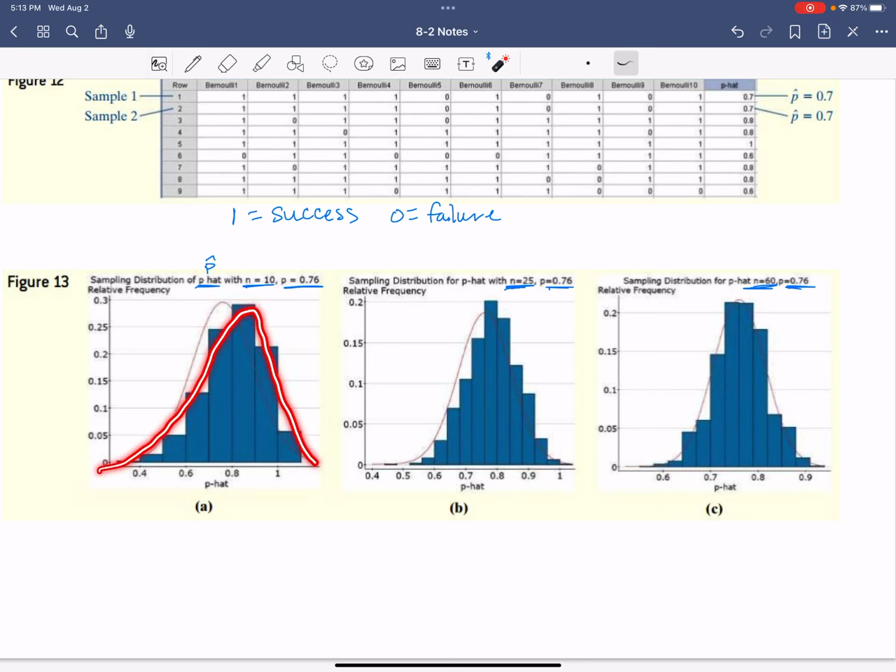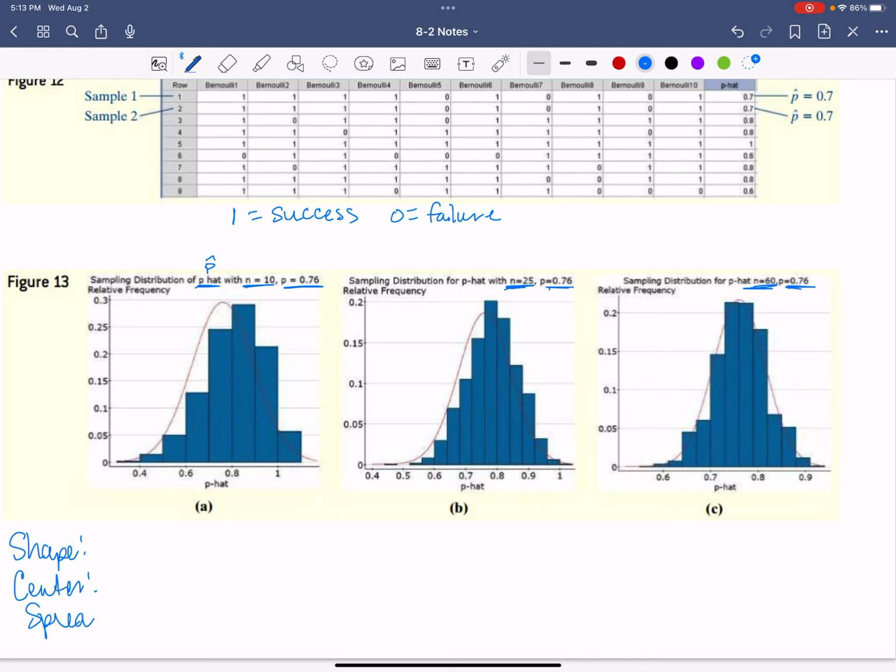If we were to follow the actual data, it kind of looks like that, right? Here we're following the actual data, and it's actually following my data. So shape, center, spread, we're going to look at the exact same things here. Look at our shape. As the sample size increases, what do you see about the shape? It becomes more normal, right?